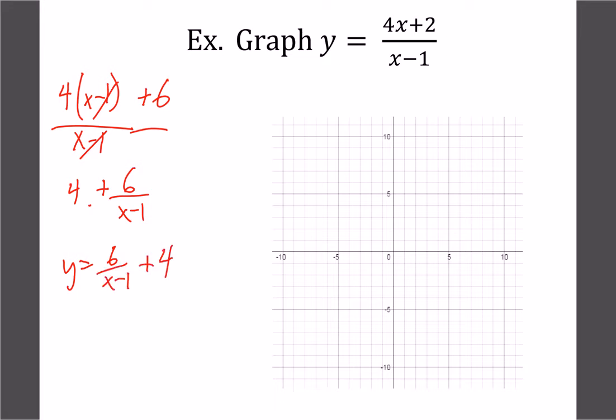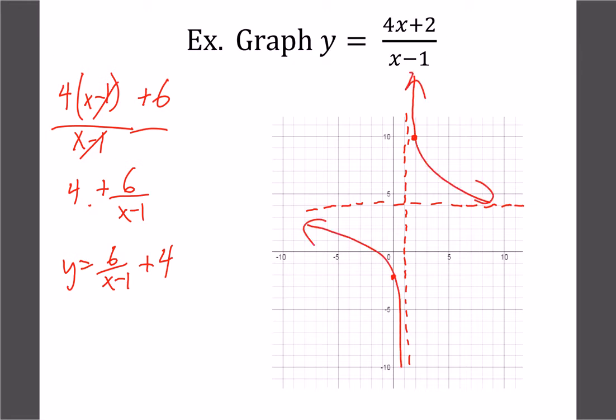And we're good to go. So now we know our asymptote line's at 1. And our horizontal one would be at positive 4. And we have an a value of 6. So go 1 over and 6 up, and then go 1 over and 6 down. And we can draw our graphs from there. And that's good enough.